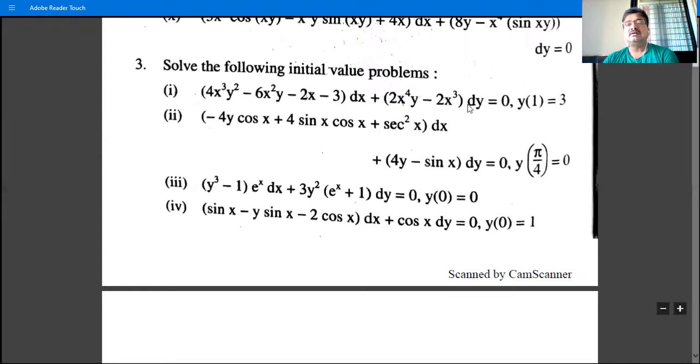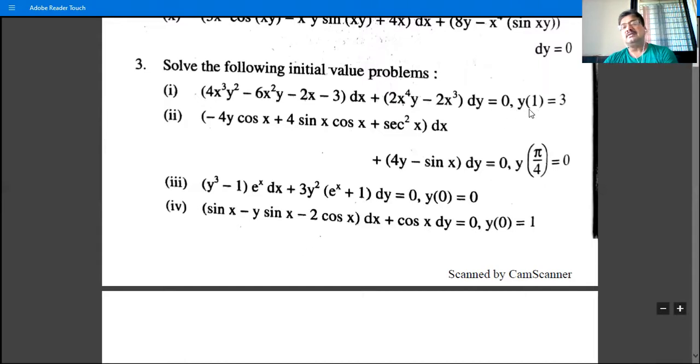And then substitute this condition, y(1) is equal to 3. What is the meaning of y(1) is equal to 3? It means y is 3 if x is 1. And then in the final answer of this problem, that is the general solution of this problem, substitute y is equal to 3 and x is equal to 1, and find the value of that constant c.